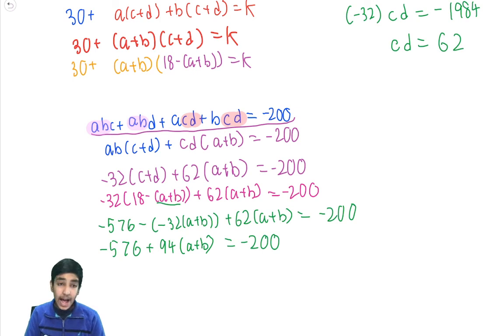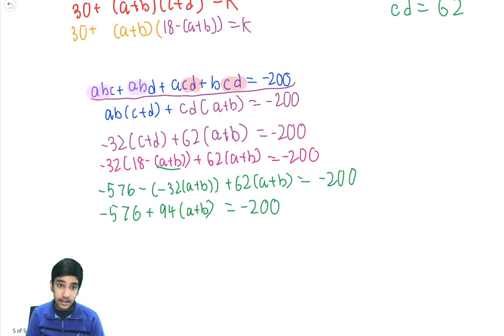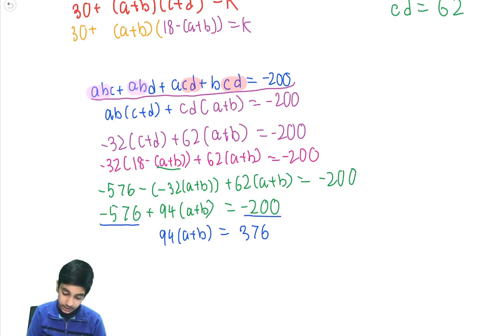And then what we do is we add 576 to both sides to get 94 times a plus b is 376, because 576 minus 200 is 376. So when we add 576 to both sides, this negative 576 disappears, and this becomes 376. And then we divide by 94 on both sides to get a plus b equals 4, since we know that 4 times 94 is 376.